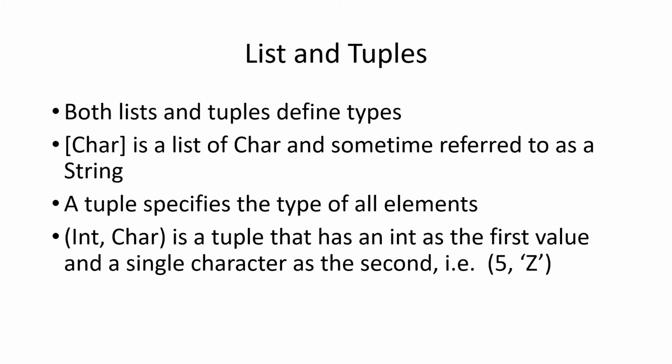You can also make data types. Lists and tuples define data types. A square bracket indicates a list. So square bracket Char square bracket is a list of characters. Of course, we always consider a list of characters to be a string. Tuples also define a type depending on the type of the values in a tuple, and of course they would have to be the same if you're using them together.